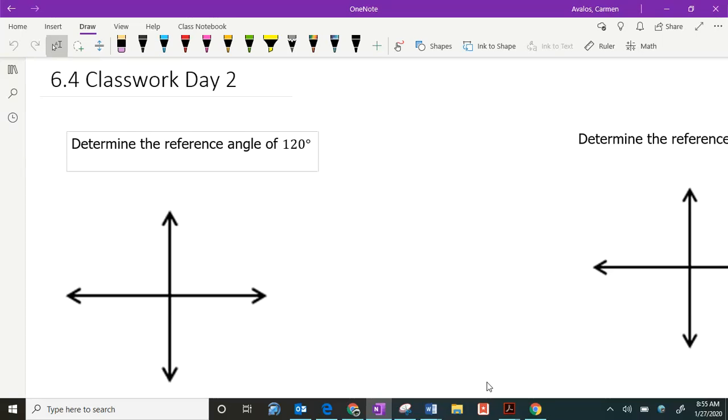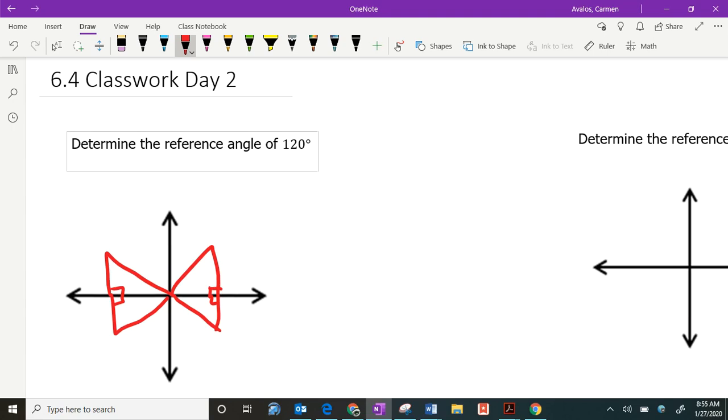Reference angles. So we know that reference angles do a couple of things. If we look at them, they're always going to be off the x-axis. They are going to form a bow tie, and they're always going to be 90 degrees to the x-axis, never the y-axis. And so they're all going to be mirror images of each other.